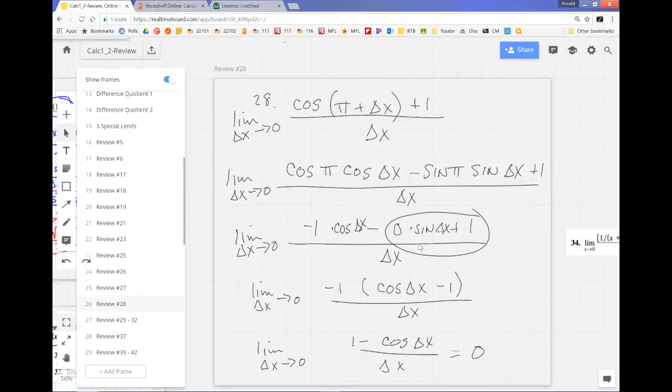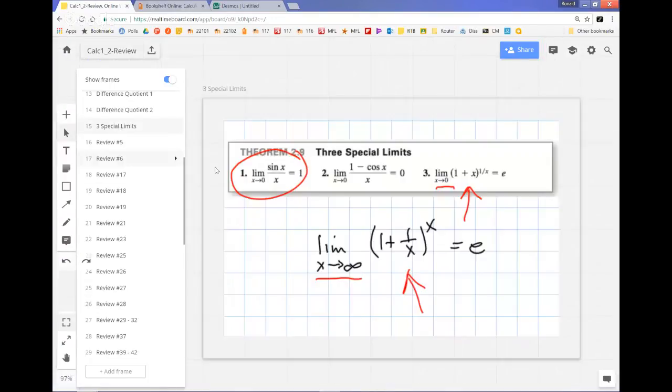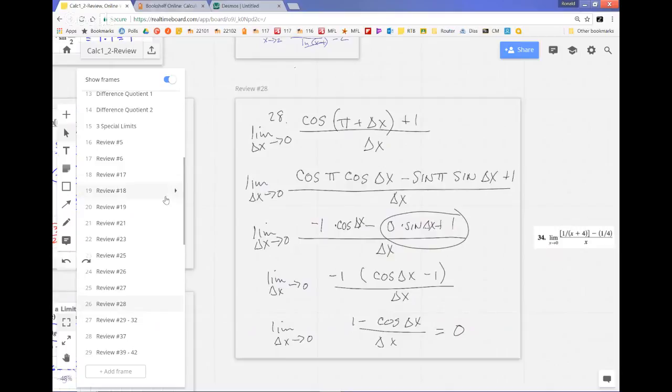But the thing is, let me just hang on here. Yeah, so then there's a plus 1. And then you factor out a negative 1 from the top, and what you have is cosine minus 1. So this part, the cosine minus 1 over delta x, that's this guy right here. Well, it's the opposite. Hang on. Let me just take a look. 28, 1 minus cosine. And how does that compare?